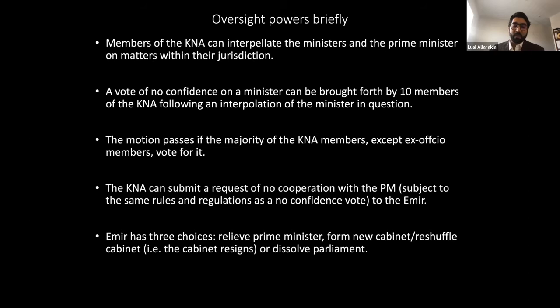But when it comes to the prime minister, there's a different procedure. Here, it's called no cooperation. And here the emir has the right, once the no cooperation passes, to either relieve the prime minister, allow the government or the cabinet to quit or reshuffle, or dissolve parliament.